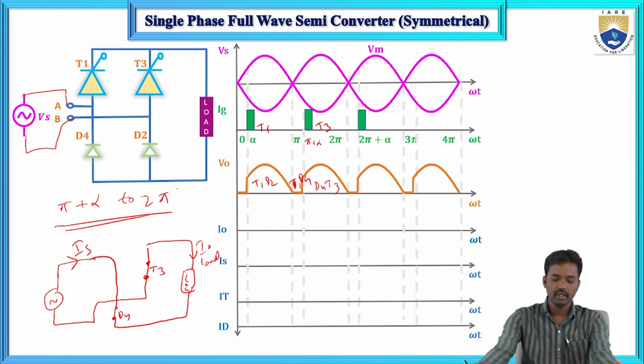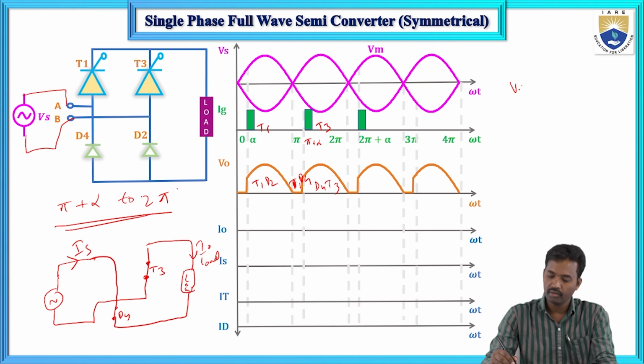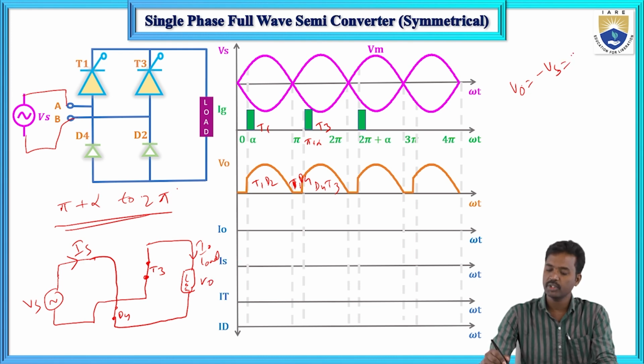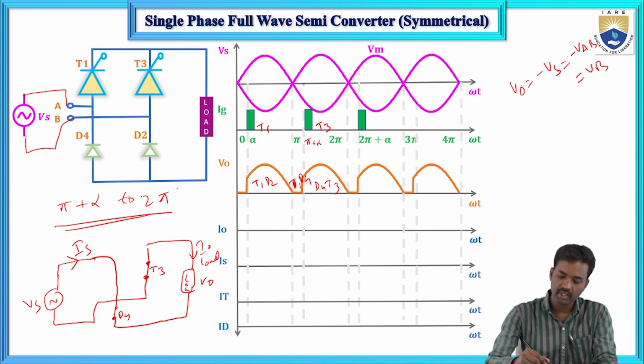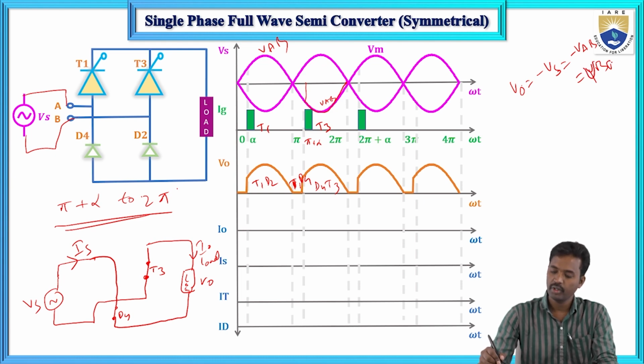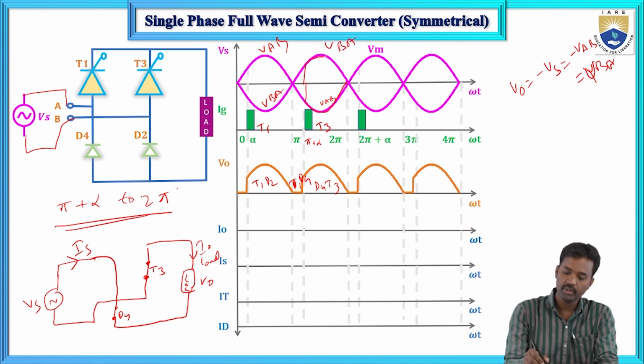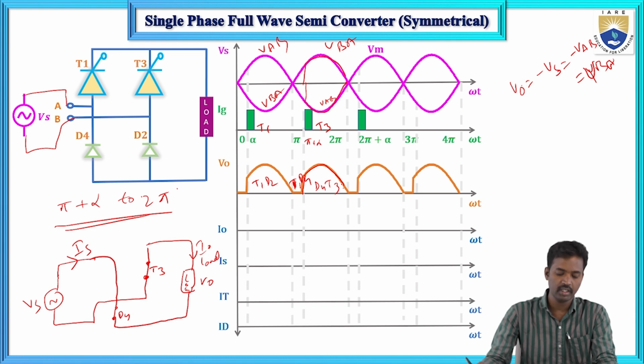So now in this case, output voltage equals minus Vs. So this is Vs, and V naught, the output voltage, equals minus Vs, meaning minus VAB. So this is VAB. Minus VAB means this is negative and here it is positive. Otherwise you can take VBA, and this is VBA. With VBA, T3 and D4 will conduct.